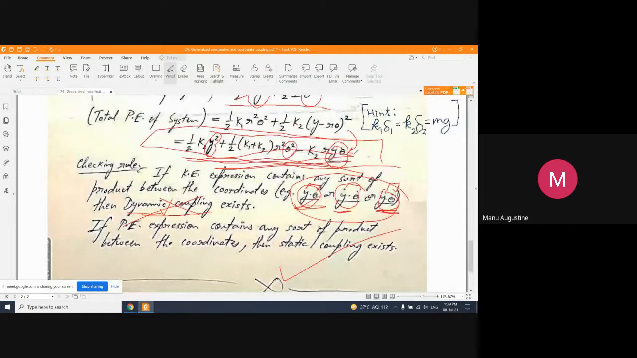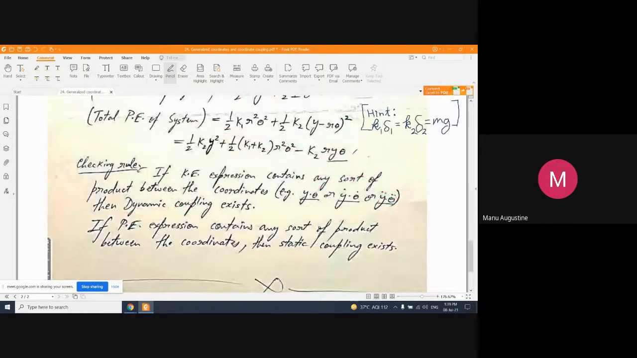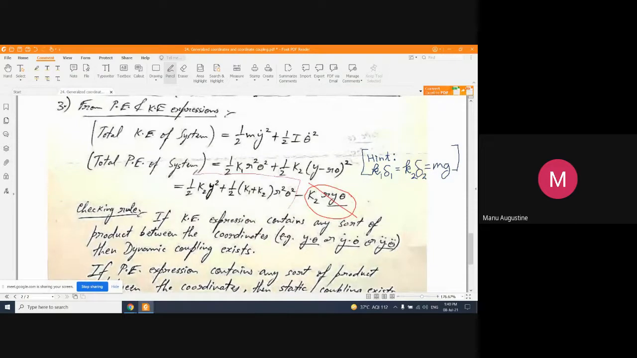So if somehow just one term wasn't there, if somehow it wasn't present in the potential energy expression, if only this much was the potential energy, I'm just taking a hypothetical case. This obviously is there, but for the moment, let us just assume a condition where this was not present. In such a condition, if I had only these two terms, then I would say that my generalized coordinates y and theta are neither statically coupled nor dynamically coupled. That is what I would say.